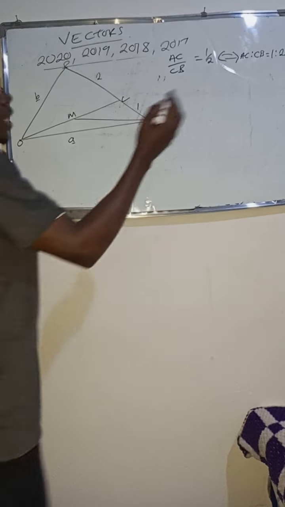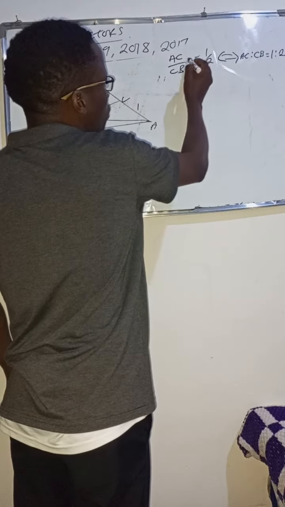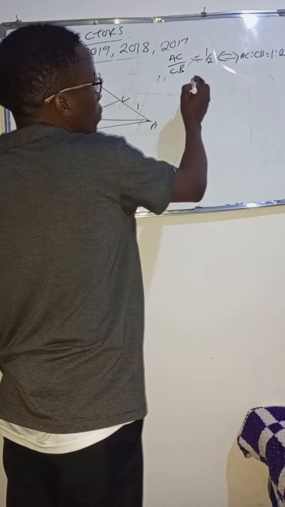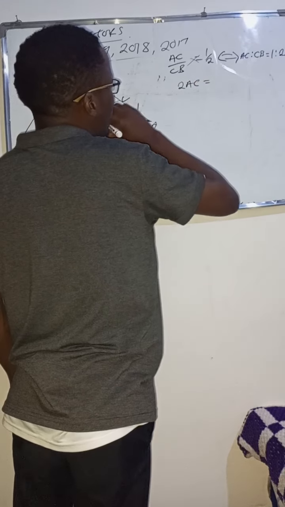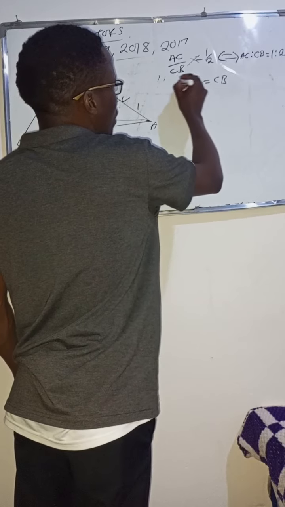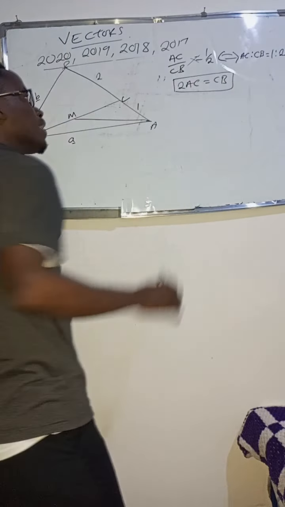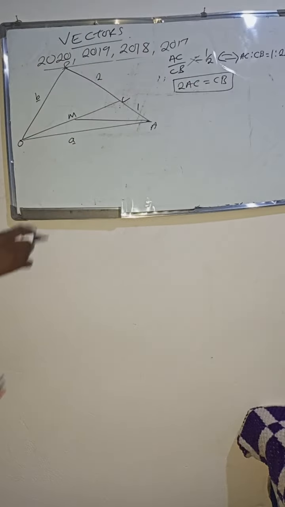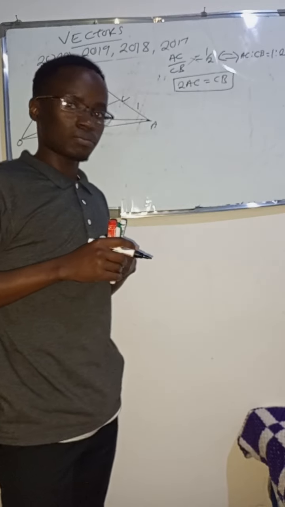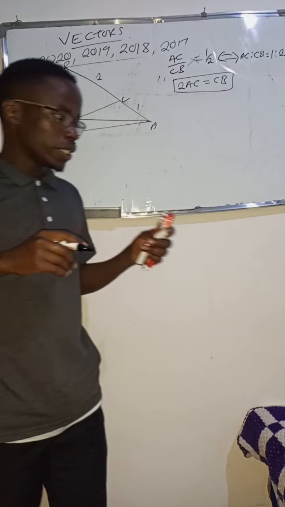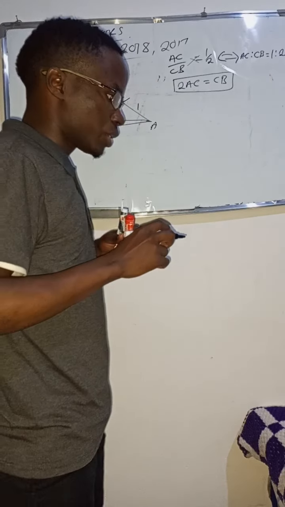Now, the other way again, we can cross multiply here, such that we're going to have 2AC is equal to CB. So that is also another way of expressing the same information. So if you find any of those, you shouldn't get confused. Is that okay? Okay. So now, let's get to the question.